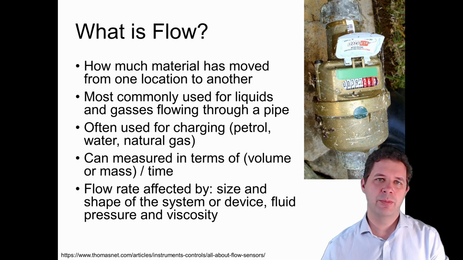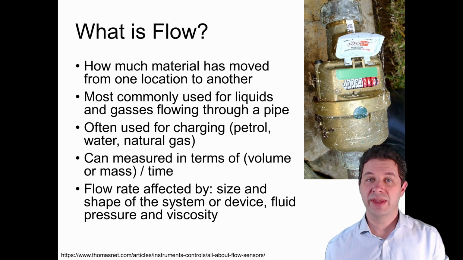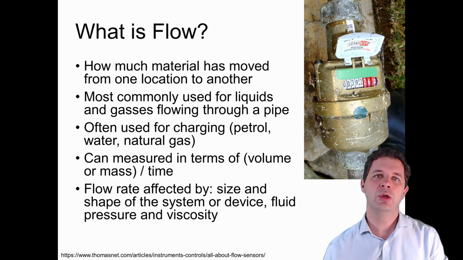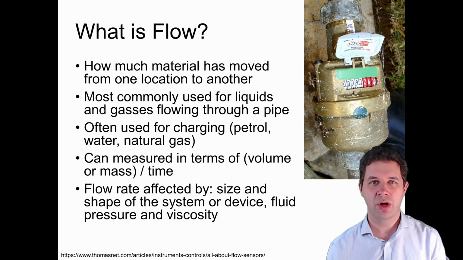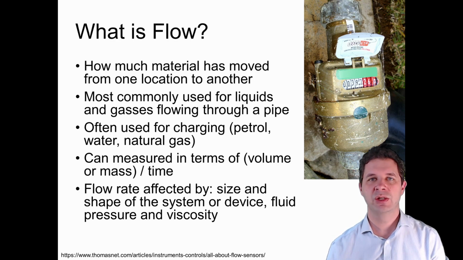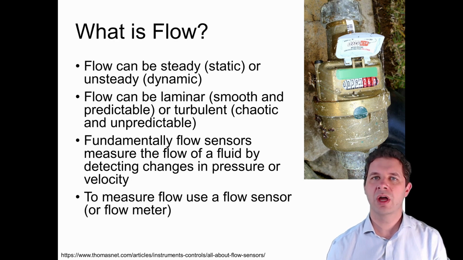Our flow rate can be affected by a few different things. For example, the size of the pipes or the size of the conduit that our material is going through, or the shape of it as well. We have the actual system or device that we're using. We've got how we're trying to propel that through the system, the fluid pressure that we're dealing with, and also the viscosity of our liquid that we're trying to move. For example, it's a bit trickier to move honey compared to water, which is a whole lot less viscous than honey.